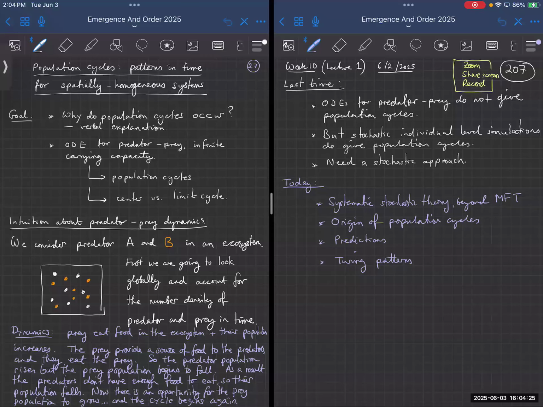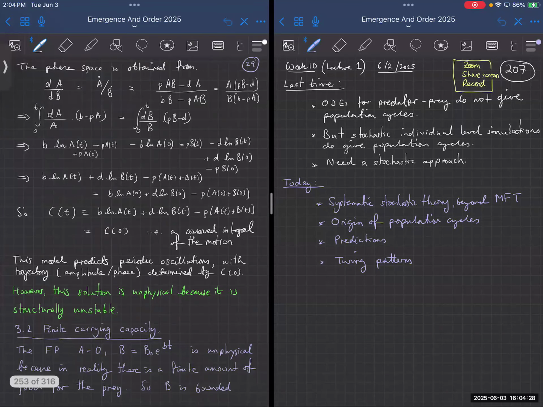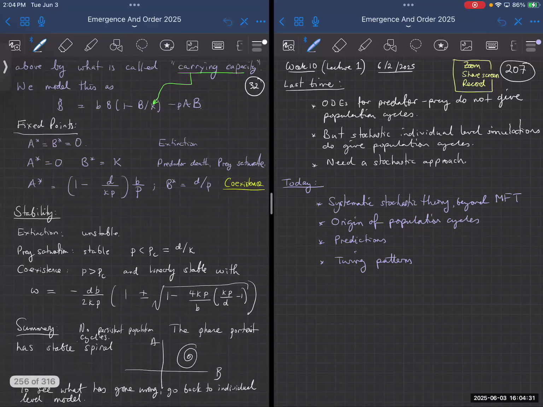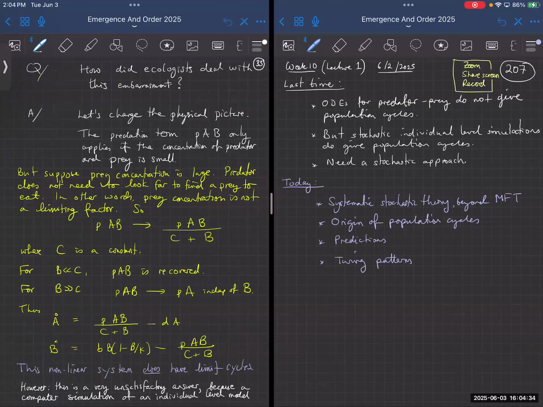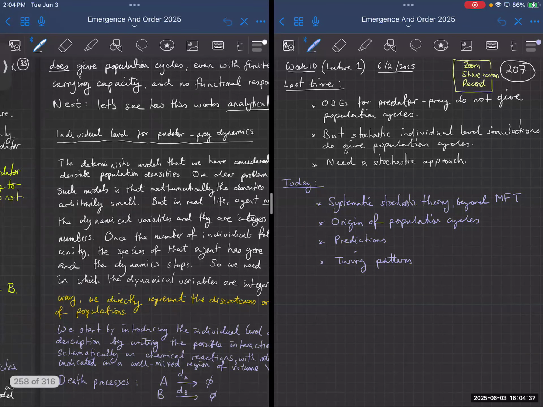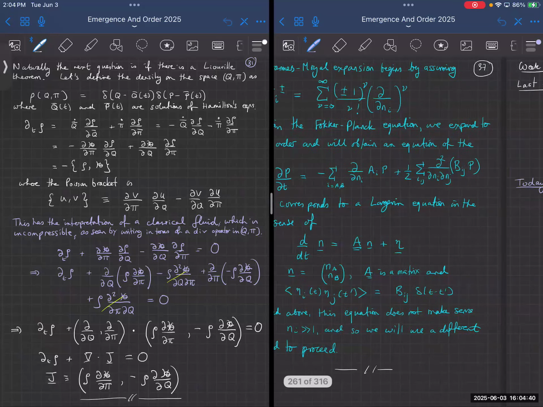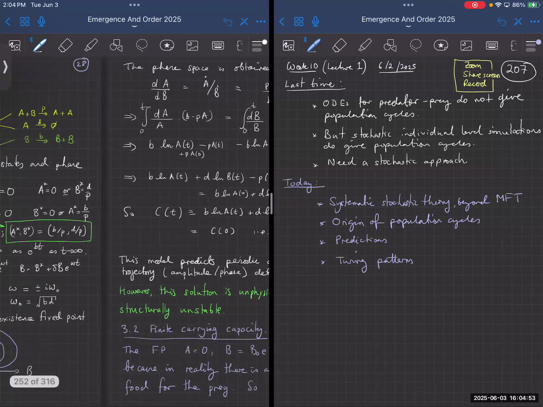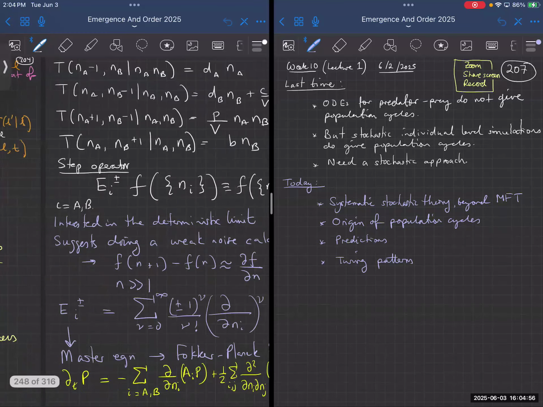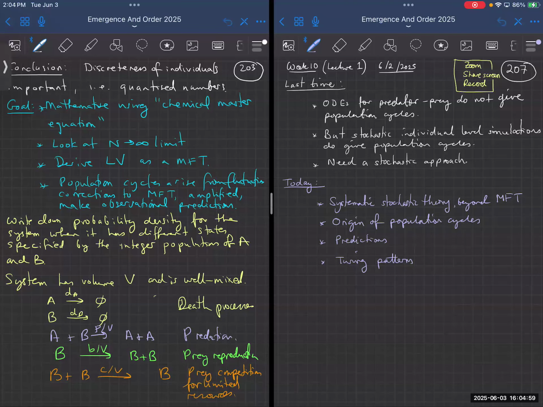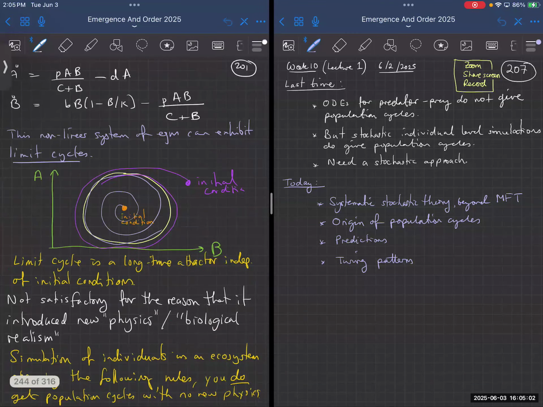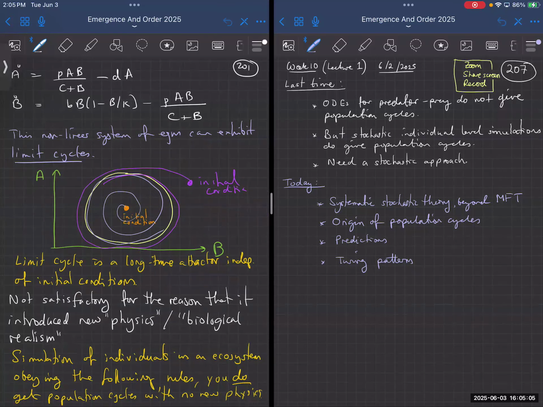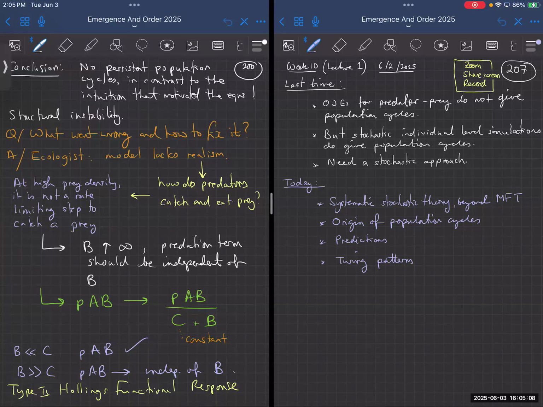So then, did I do this? I don't remember. Did I show you how you can make a limit cycle by adding the functional response of the organisms? Did I go into that? I have to go back and look at what I wrote. Yeah, I did. I showed you how you can get limit cycles if you add what's called functional response.